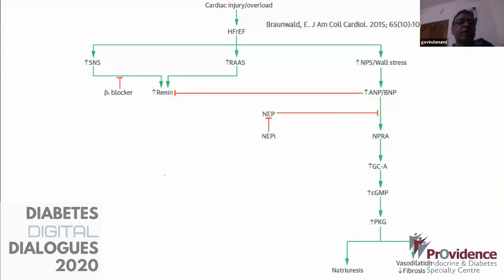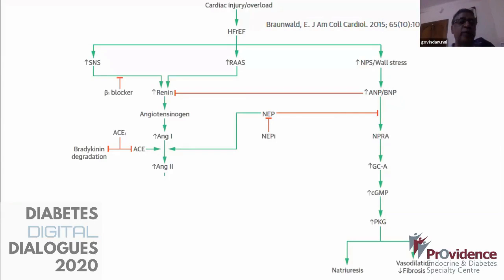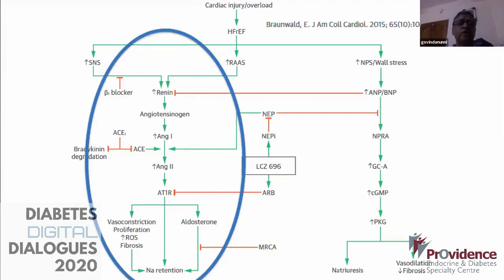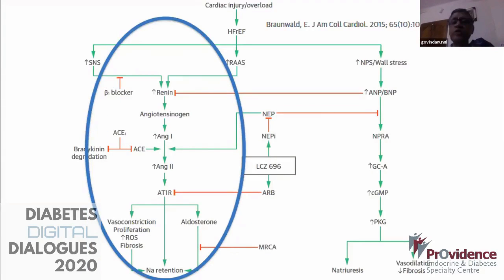As you can see here, we have beta blockers, which block the sympathetic nervous system. And now, as far as the RAS system is concerned, we have ACEI, which blocks the conversion of angiotensin 1 to angiotensin 2. We also have ARBs, which block the action of angiotensin 2 on the AT1 receptor. And finally, we have mineralocorticoid receptor antagonists, which block the action of aldosterone on the receptors. Now, all these on the left side have been tried and found to be useful. So that side is now saturated as far as treatment of heart failure is concerned.